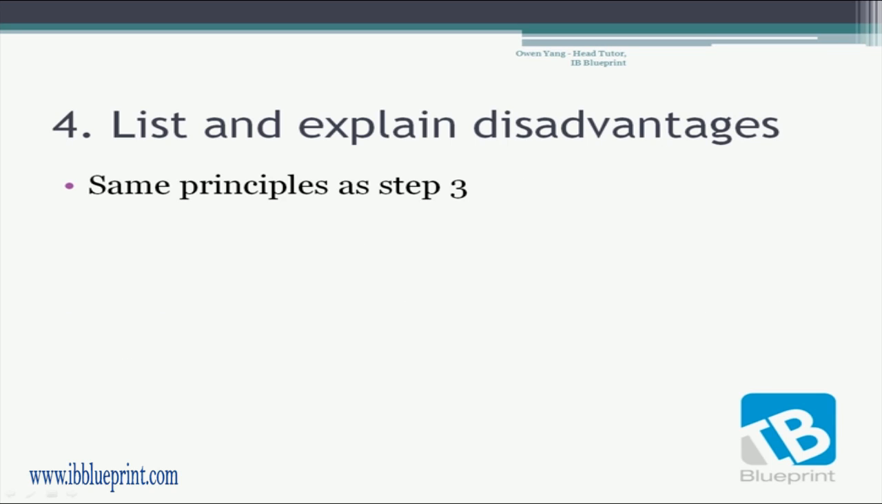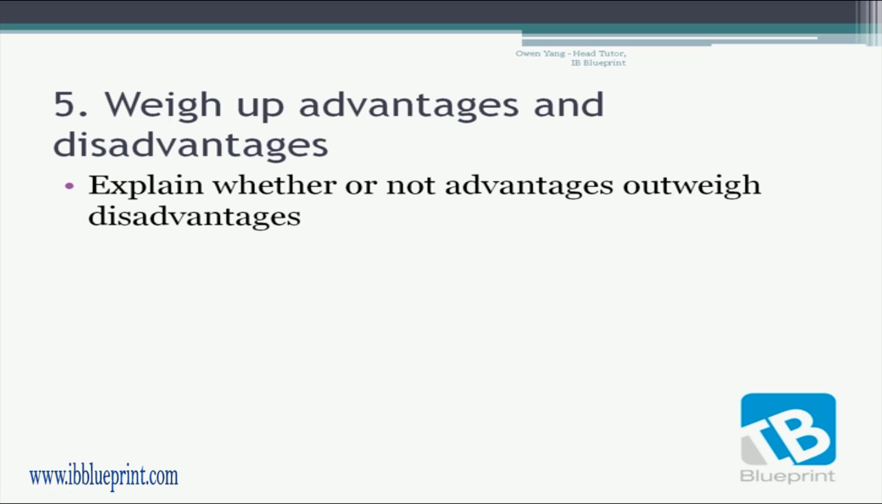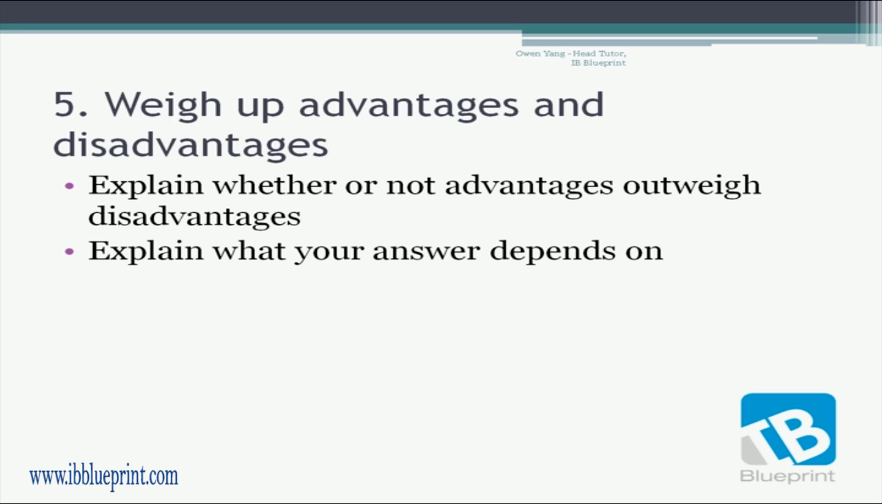Step 4. List and explain disadvantages. The principles here are very similar to those in Step 3. And lastly, weigh up advantages and disadvantages. This is where you truly evaluate. You explain whether or not the advantages outweigh the disadvantages or vice versa. And explain what your answer depends on, for instance, long run, short run, the monopoly being able to be regulated.